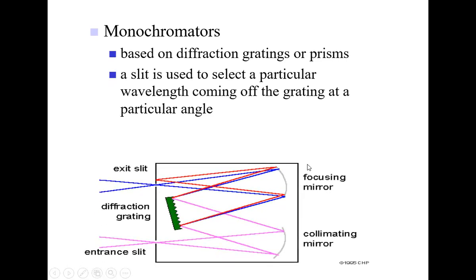So here is a simplified diagram of a monochromator, very simplified. But once you understand this diagram here, then you will be able to know exactly how a monochromator works. You have here an entrance slit, and you have an exit slit, obviously. The entrance slit allows some light to go into this box, or into the instrument.